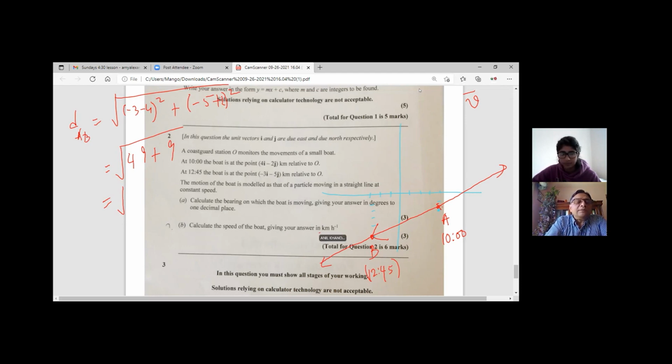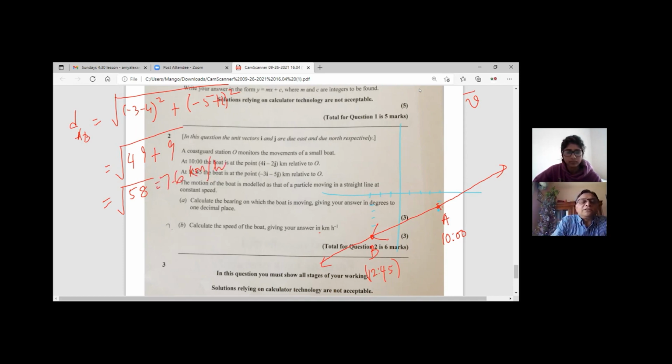So 49 plus 9 is 58, square root of 58. You can find this answer: square root of 58, which is 7.615 in decimals, about 7.6, right? Kilometers per hour. Is it clear to you?